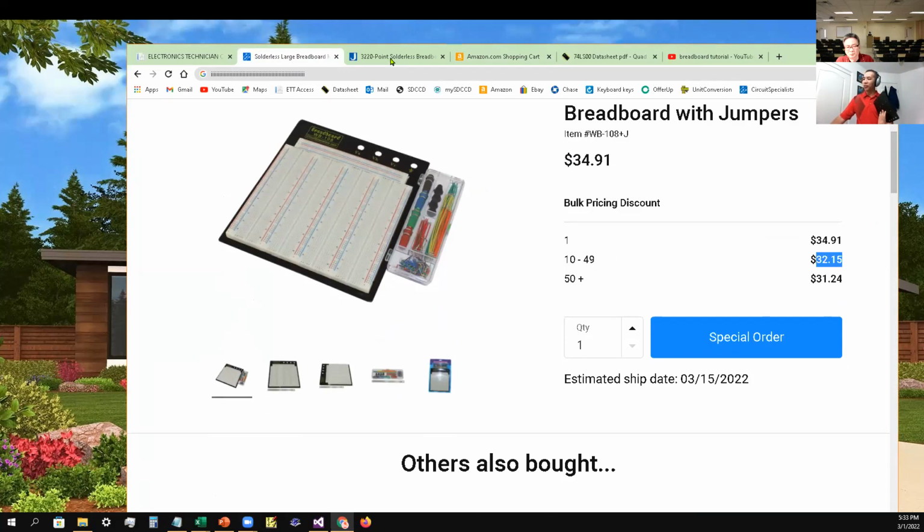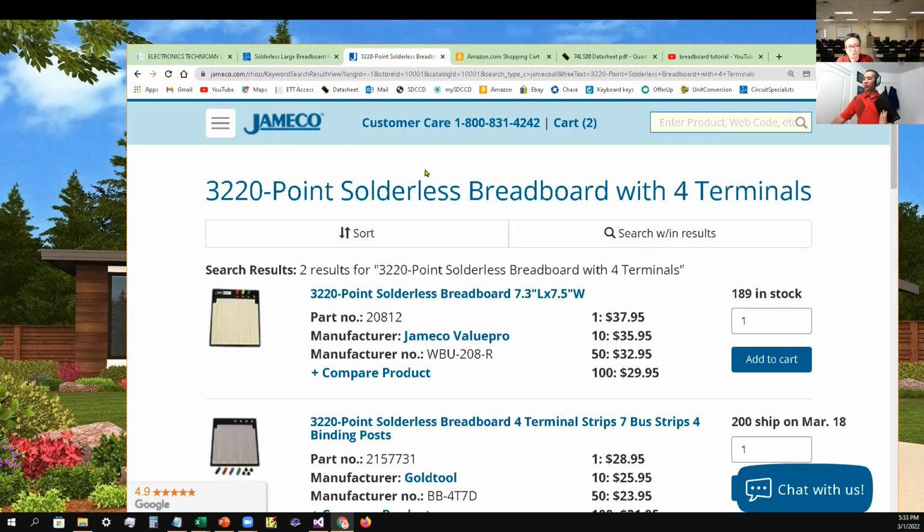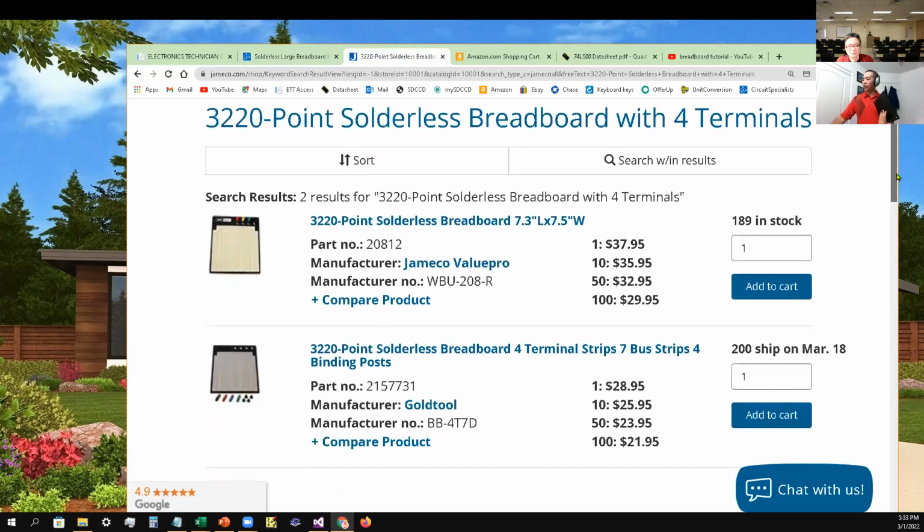Same thing if you look at Jameco. So Jameco, you have this one right here. This one is $37 or $38 apiece. And this one is all on back order. They're not going to get it until they restock. I don't know when they're going to get it, but they said they're going to get it in by March 18th. Right now we have so much problem with supply chain, I don't know if they will get it by the 18th. Everything else is on back order.